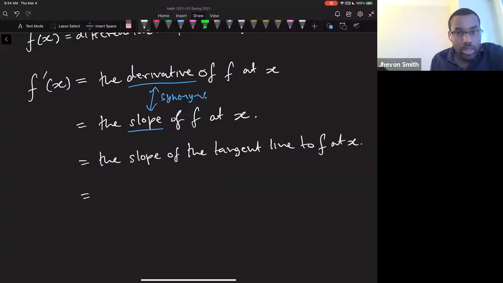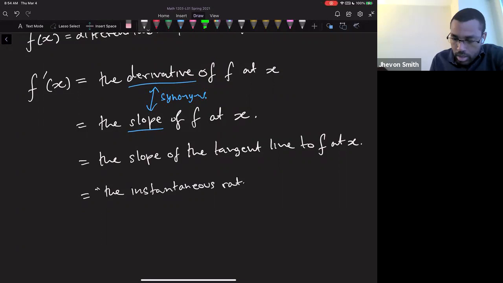So you can think of it as the slope of the function, the slope of the tangent line to the function at a certain point of interest. You can think of it as what's called the instantaneous rate of change. That might be a phrase that you'll see in your homework. Instantaneous rate of change.